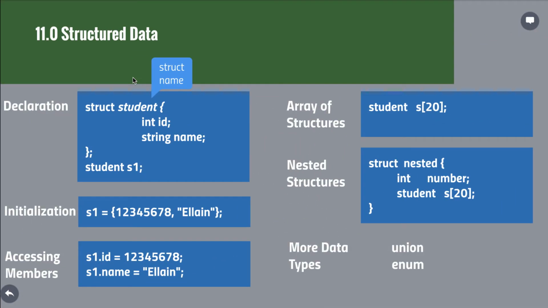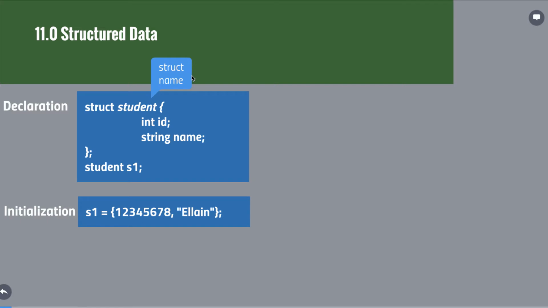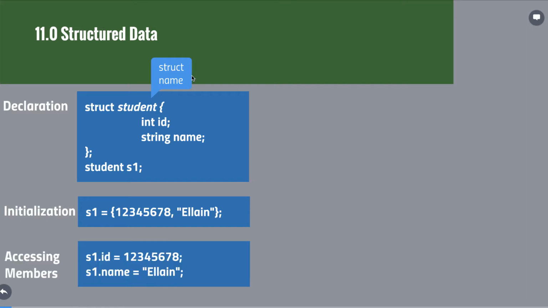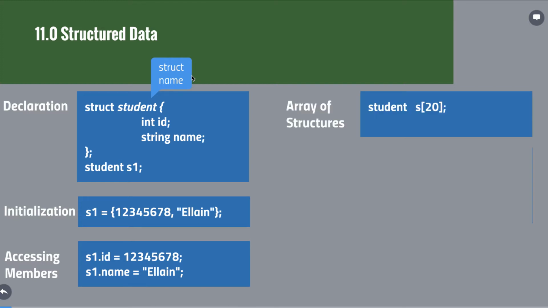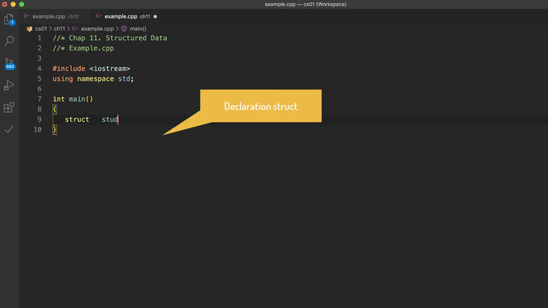First, let's take a look in a nutshell at what we will learn in this chapter. We are going to learn the declaration of the new type struct, and then talk about initialization and accessing new variables. After that, we are going to learn the array of the structure and also the nested structure type. I'm going to show one example including all these new topics at a time.